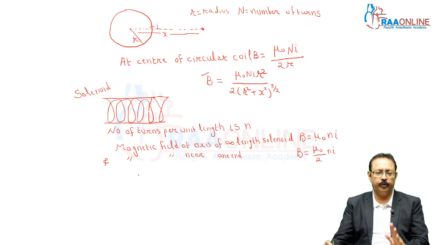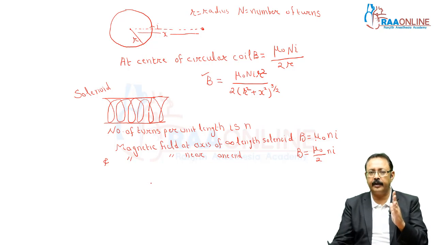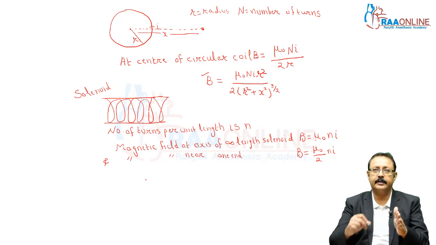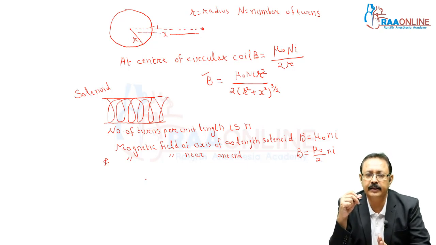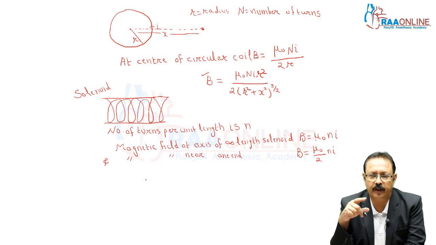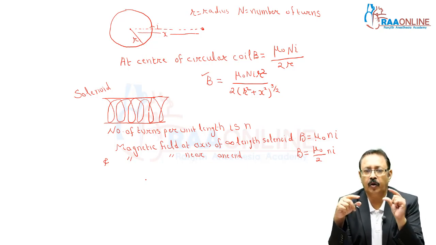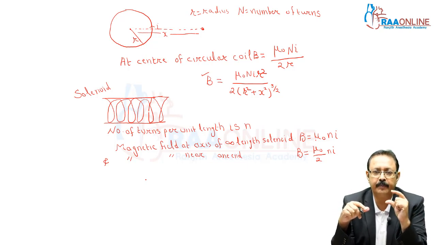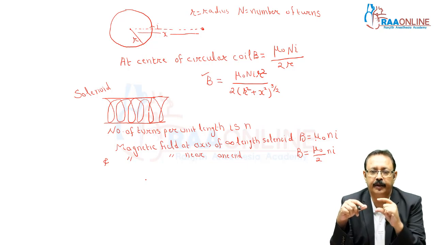So remember these two formulas and keep in mind that only for infinite length of solenoid. One point is on the axis and second case is point is near to one end. So we have to calculate only for these. Now I will tell you which type of questions they can ask you in your exam.